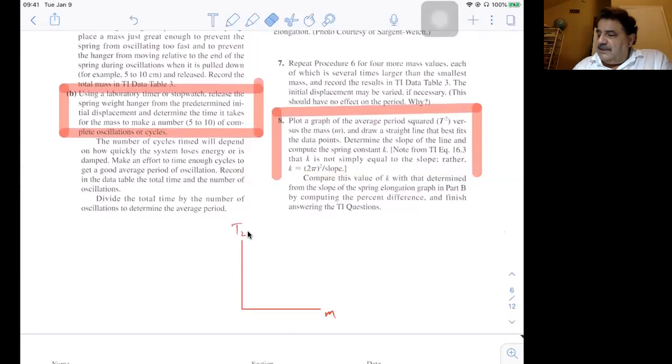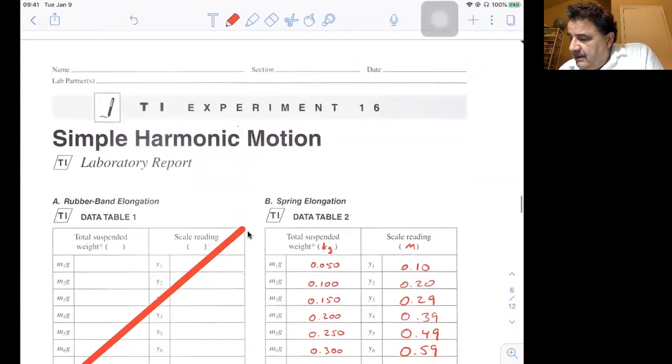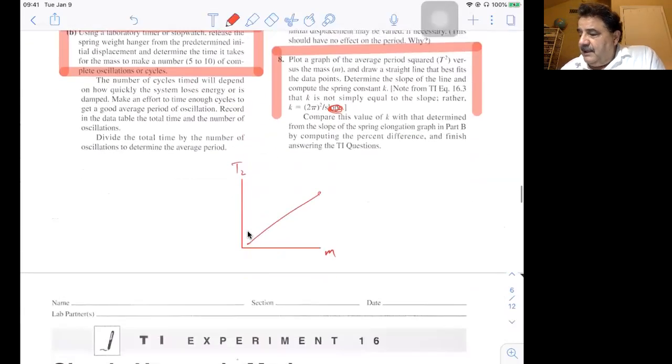So you're going to plot T squared over m, and you're going to come up with some line. You're going to come up with a slope, and then you're going to put that slope in here. And k will equal 2 pi quantity squared, so basically it's 4 pi squared when you get finished with it, divided by the slope. And I've already pre-populated it.